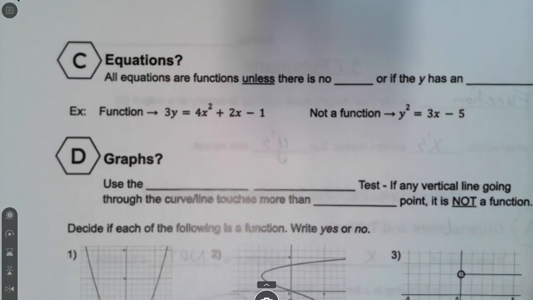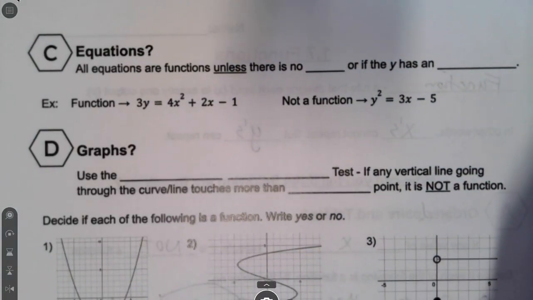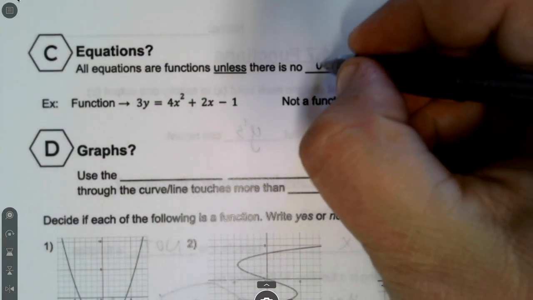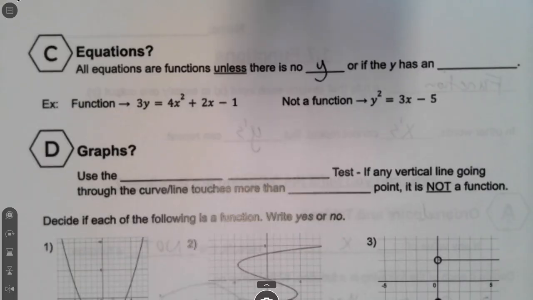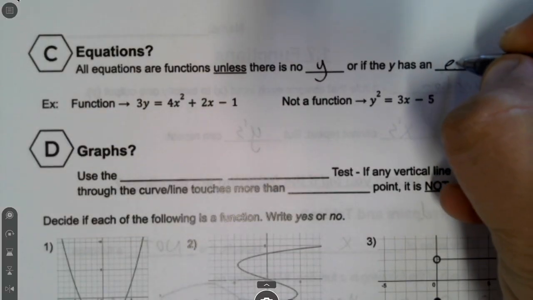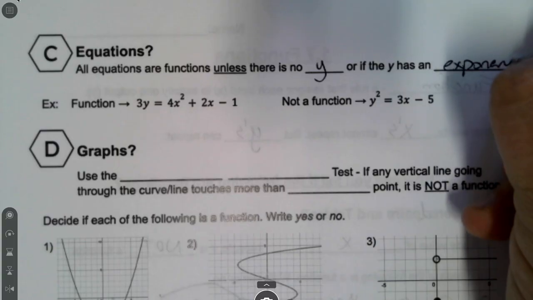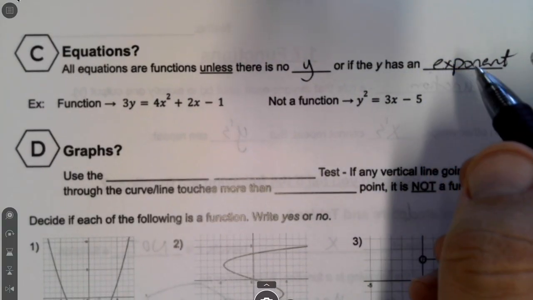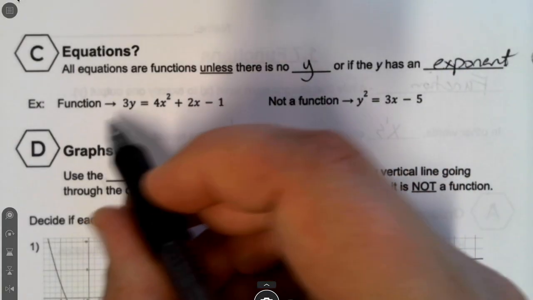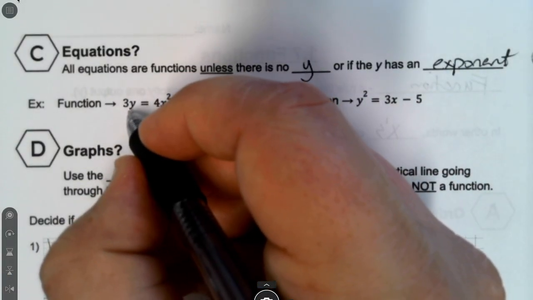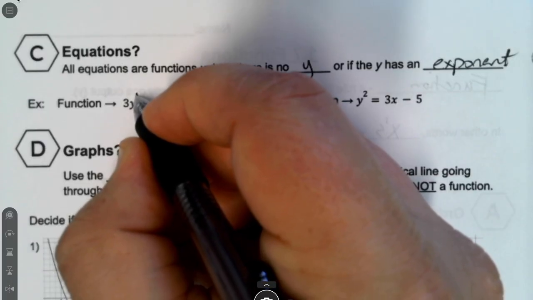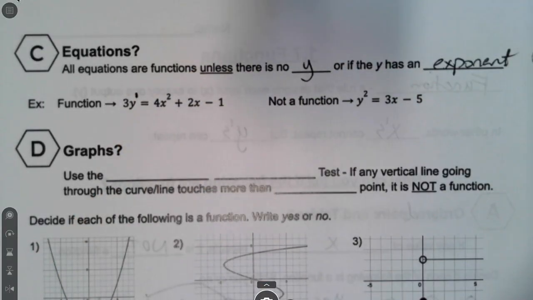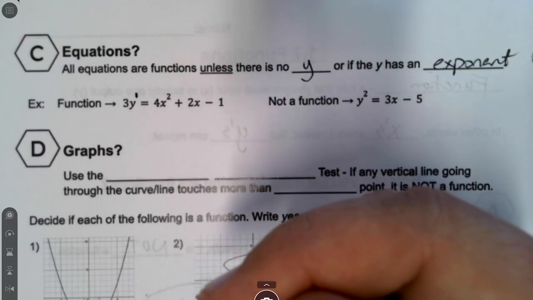Okay, equations. The best way to figure out if an equation is a function is basically to say all equations are functions unless there is no y at all, if there's no y that shows up, or if the y has an exponent. Now, I could more formally say if it has an exponent other than 1, because, for example, this is a function. Technically, this y does have an exponent because the understood 1, but that's fine. You can have an exponent of 1. You can have the understood 1.